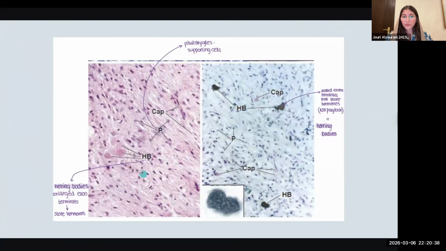So here we can see it more closely. We have the Herring bodies here. As you can see, they're enlarged, they're bigger. Think of it that they are storing the hormones, so it makes sense that they're bigger. And these smaller cells over here, these are the pituocytes, which we said are the supporting cells.